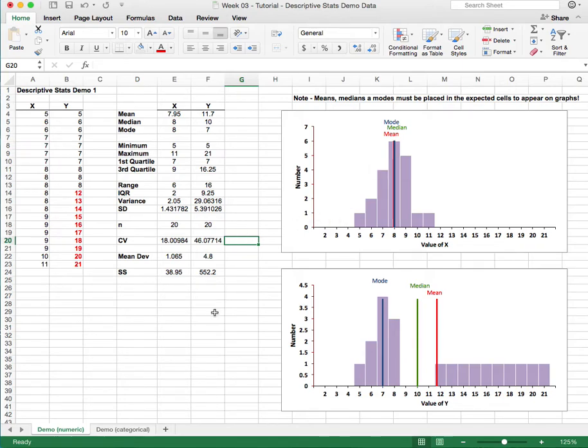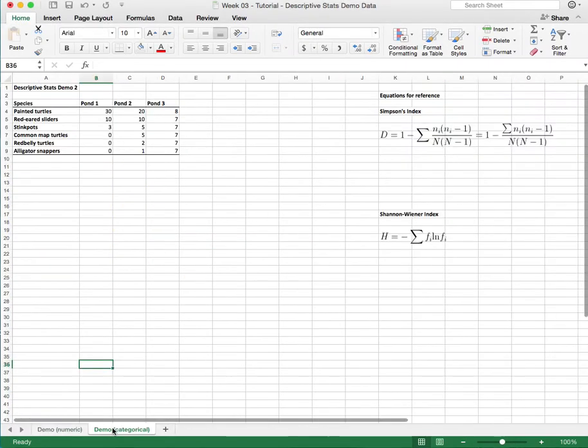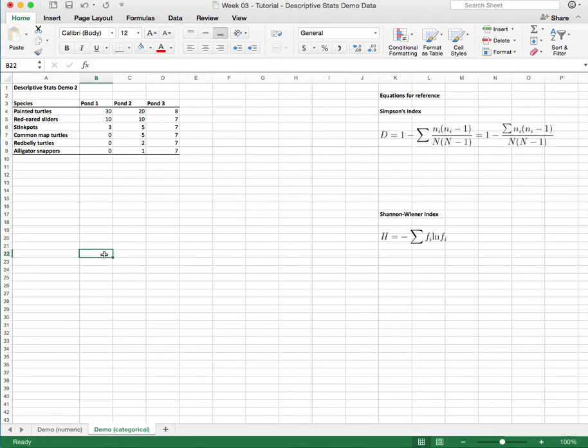Okay, so at this point, that was the description of how we would calculate some of these descriptive statistics for some numerical data. And now what I'd like to do is come down here to the other worksheet that I've given you. This worksheet shows you some categorical data.